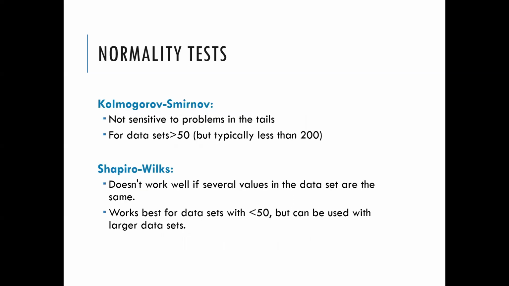Two normality tests that we could use are the Kolmogorov-Smirnov test, but this is not sensitive to problems in the tails of our distribution, and it's typically used for data sets larger than 50 but less than 200. On the other hand, the Shapiro-Wilk test works best for data sets that are less than 50, but it can be used with larger data sets. However, it doesn't work well if several values in the data set are the same, so if you have ties.